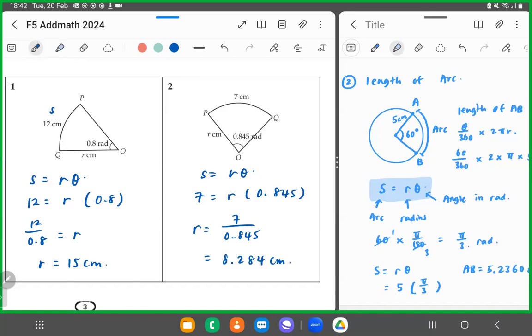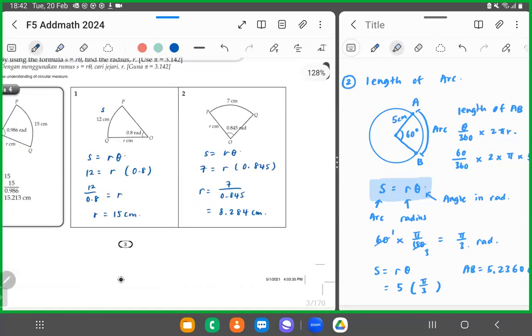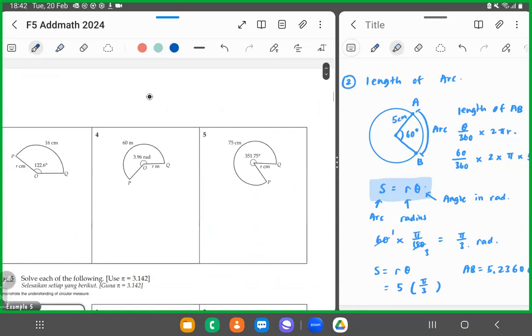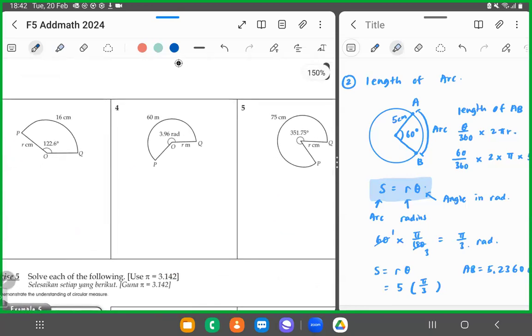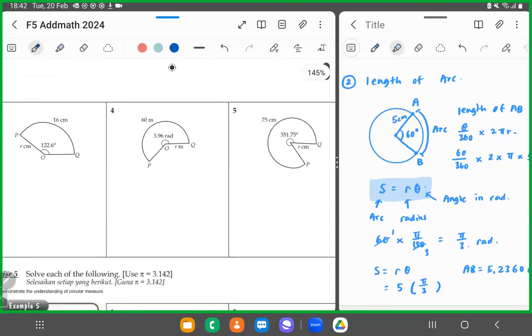Okay, no problem. Then same thing also. I'll let you do these 3 questions here. Question number 3, 4, 5. Try on your own these 3 questions. Find the radius. This one is still the simple one.